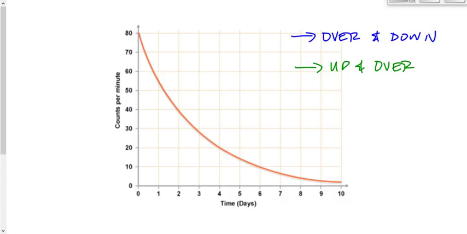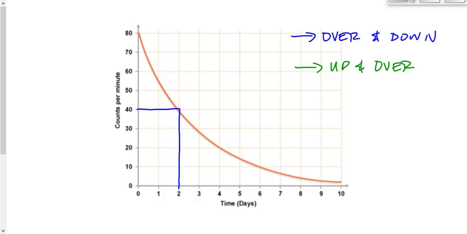Good, exactly. If we start at 80, after one half-life, you're down to, statistically, 40, right? So we're going to go over to 40, over and down, and it looks to be 2 days. The half-life of this would be 2 days. Make sense?